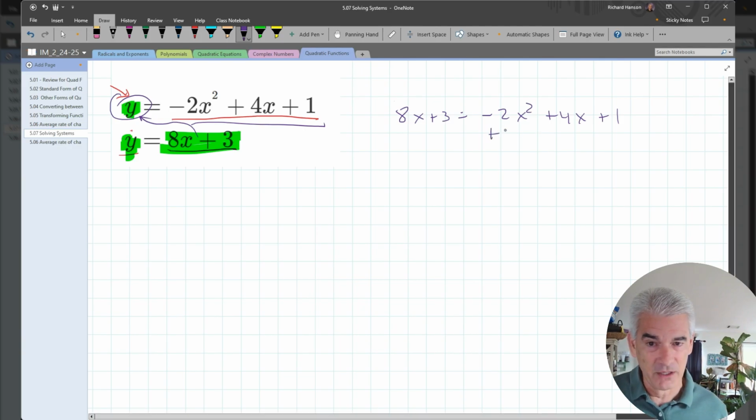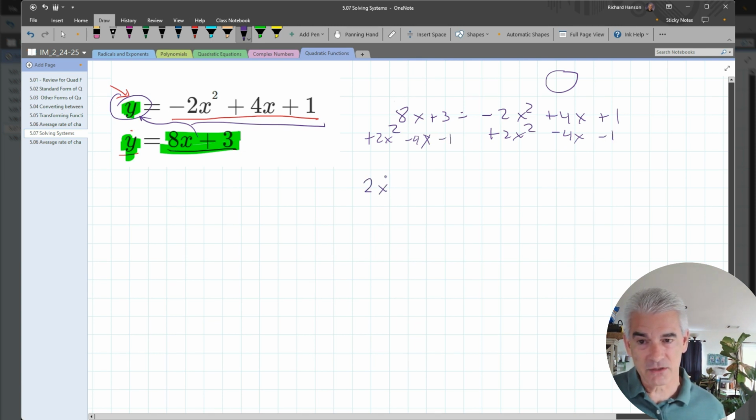So I'm going to add 2x squared to both sides. Plus 2x squared. I'm going to subtract 4x. I want this side of the equation to equal 0, which is why I'm getting rid of each of these. So I'm going to minus 4x, and then I'm going to minus 1 on both sides. And so I'll be left with 2x squared, 8x's minus 4x's is 4x's, and then a positive 3 and a negative 1 combine to 2, equals 0.